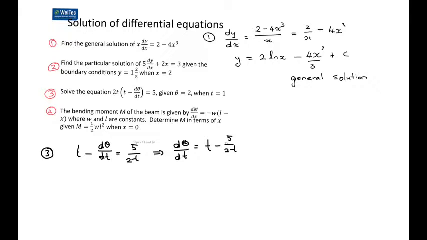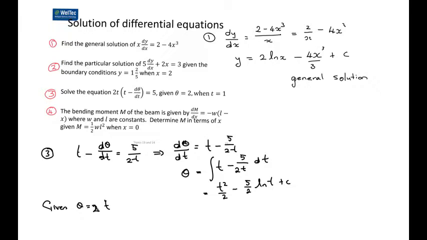So integrating both sides, integrating the left-hand side gives us theta. Integrating t, just do a basic step in between. So the integral of t is going to be t squared over 2. The integral of 5 over 2t would be 5 over 2 natural log of t plus c. But in this particular case, we're given that theta is equal to 2 when t is equal to 1. So 2 equals 1 squared over 2 minus 5 over 2 natural log of 1 plus c, and that allows us to work out that c must be 3 over 2.